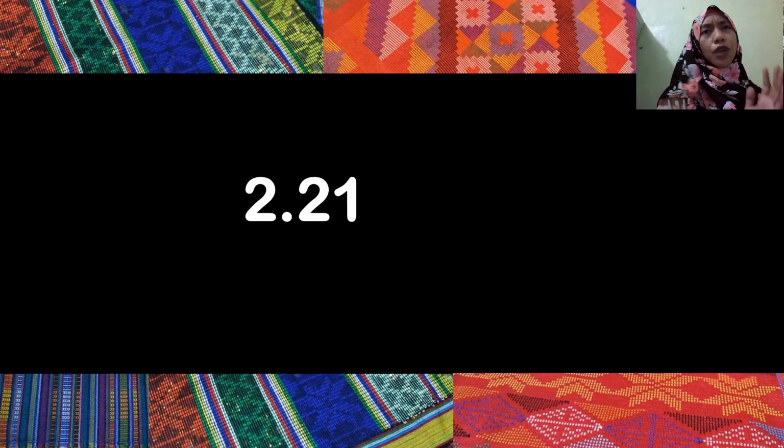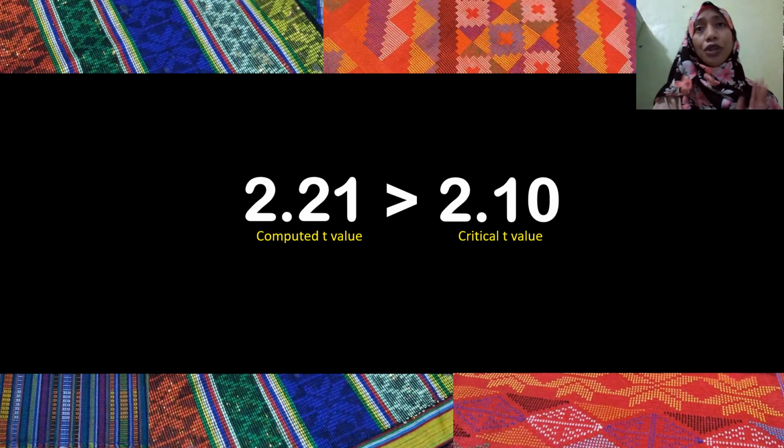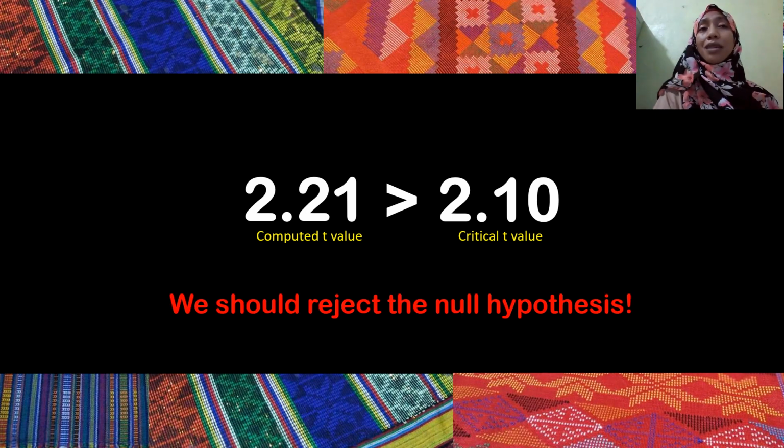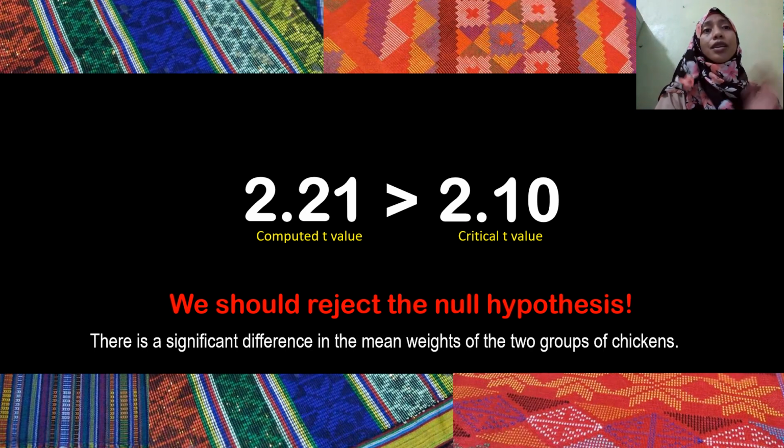Now let us assume that we have 2.21 instead of 0.22, and we still have 2.10 as our critical t value. 2.21 is now greater than 2.10. So our computed t value is greater than our critical value. That means that we should reject the null hypothesis. That means that there is a significant difference in the mean weights of the two groups of chickens.